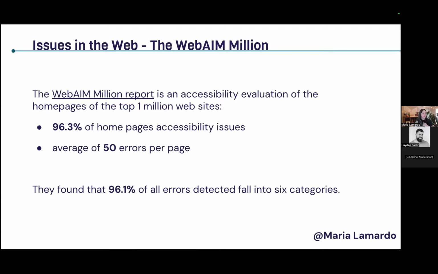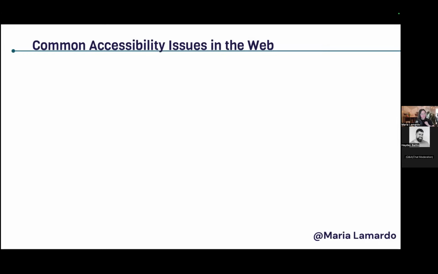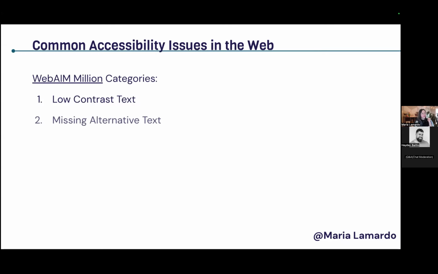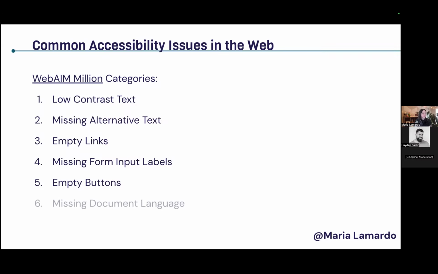That's pretty scary. Now, luckily, they found that 96% of these issues actually fall within 6 categories. So I would love to go over those 6 categories today. And these common errors have been the same for the past 4 years. And addressing just a few types of these issues can significantly improve the accessibility across the web. For the WebAIM report, they have low color contrast as the first one, missing alternative text, empty links, missing form input labels, empty buttons, and missing document language.